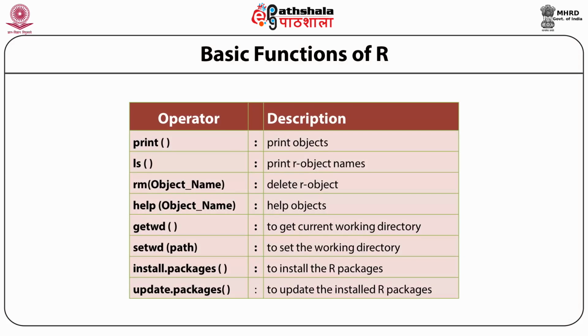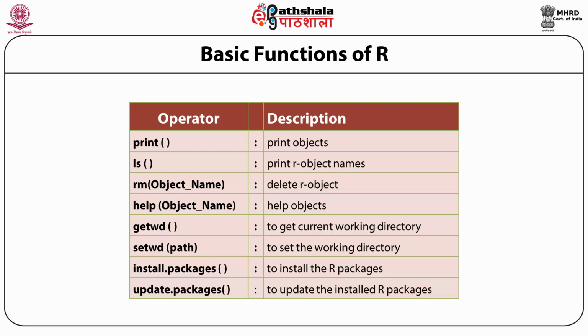R is rich in built-in functions, and some of them are discussed here. Print operator. The print operator is used to print any object value. We simply write print, and in brackets we specify the object name. It will print the value of the object. Another is ls, which is known as the listing operator. To find out how many objects have been assigned and are present in the R library, we just type ls().